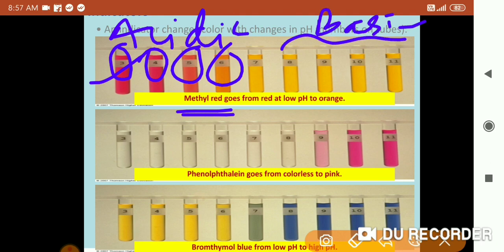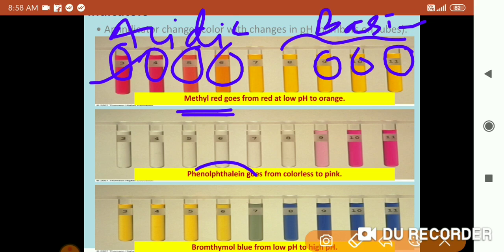Now you can see here in the acidic pH it is red. So 3, which is the lowest shown here, is red in color, so it remains red in acid, and becomes orange in the basic. You can see here basic pH 11, 10, 9 means it is basic. So in the basic solution it becomes orange in color. So methyl red remains red in acid and becomes orange in base.